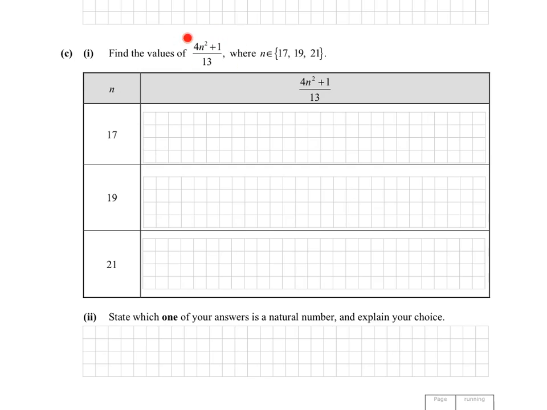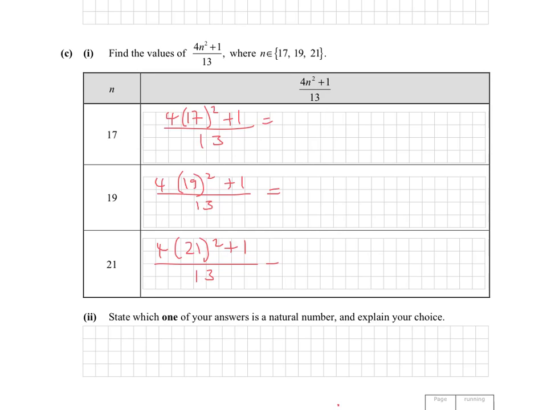We have a function here, an expression, 4n squared plus 1 divided by 13, and we have a domain of values for n, and they're basically asking us to substitute it into the function and see what happens. So, 4 lots of 17 squared plus 1, all divided by 13, and the same for 19, and the same for 21. So it's just a case of working through each of those and working out what they are. So just get your calculator out, tap, tap, tap.